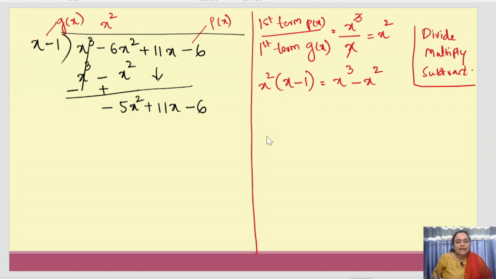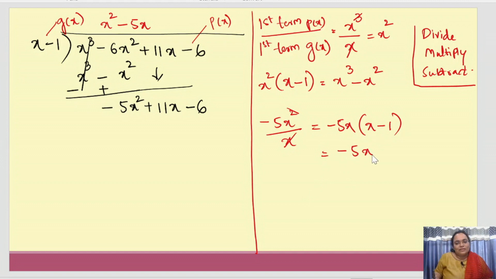Okay. Next, again you will continue the same process. You will take the first term, which is minus 5x square, and divide it by x. Okay. You will have minus 5x. This minus 5x will be the next term of the quotient. So you will multiply minus 5x with g of x, which is x minus 1. You will get minus 5x square plus 5x. So write it here: minus 5x square plus 5x.